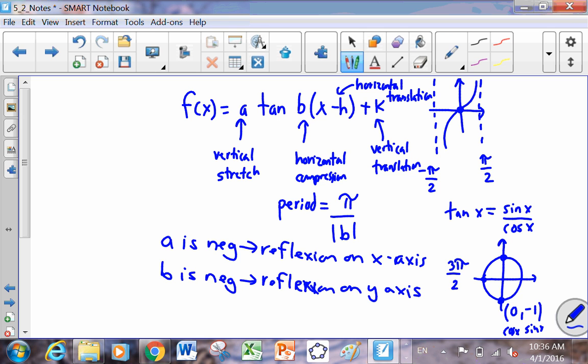Good. So we're just going to try to graph one, and we're going to work less on the tangent function than on the sine and cosine. Okay, you need to learn it, you need to be able to graph it, but we're going to do less work.